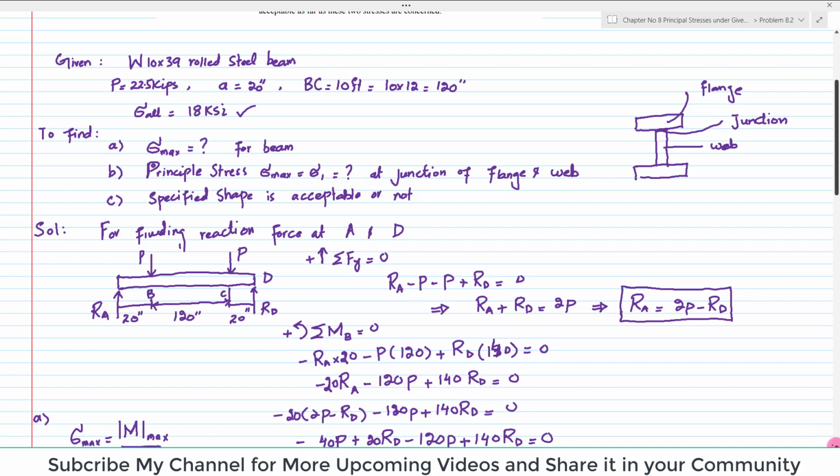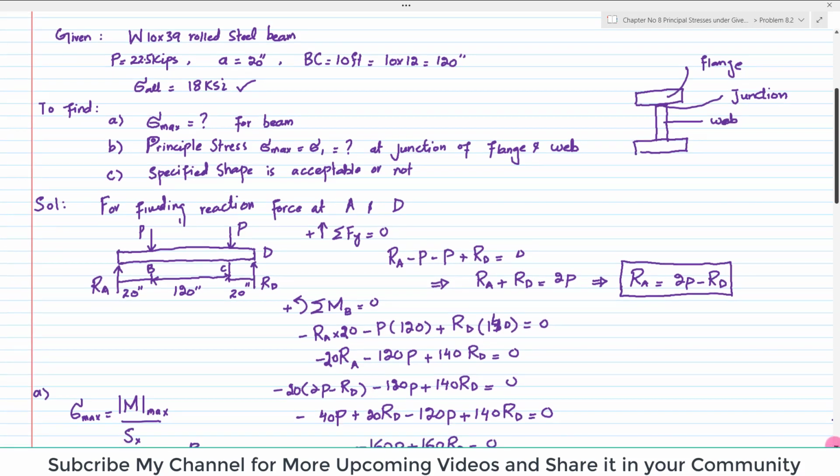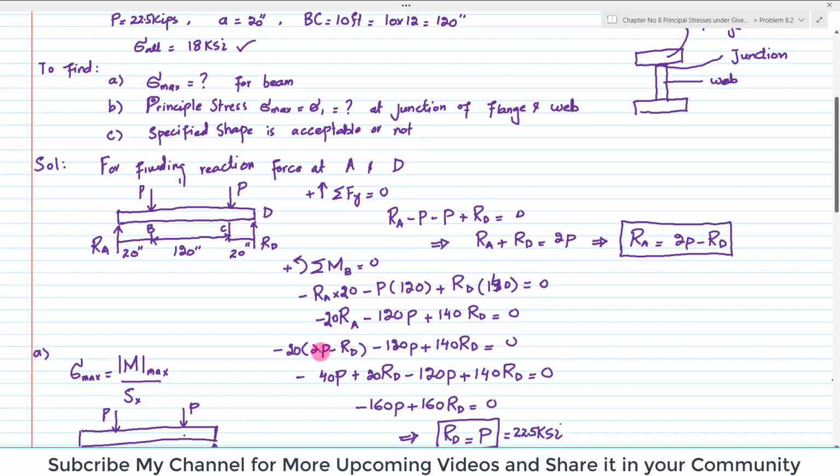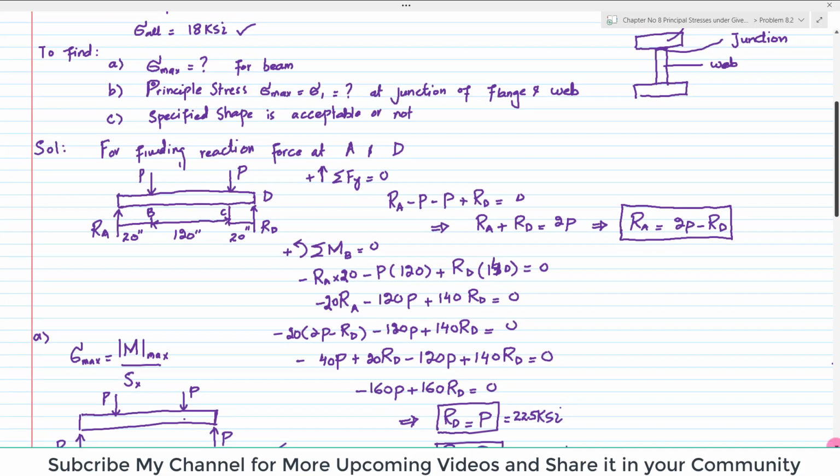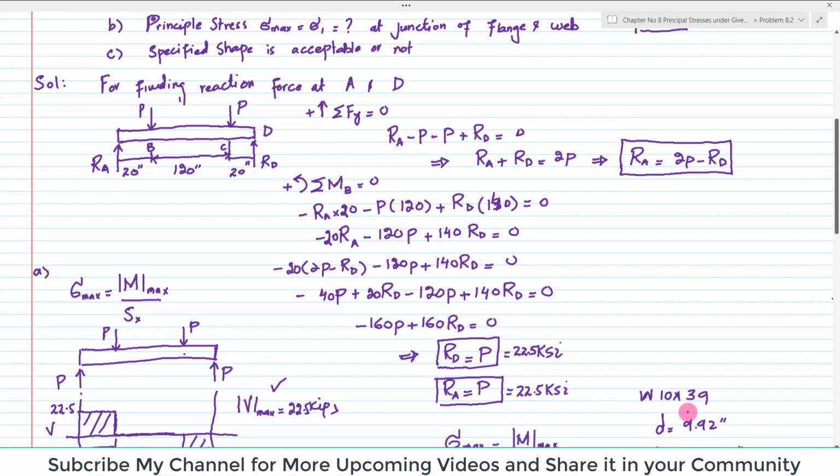Now you have to put the value of RA over here, and RA is equal to 2P minus RD. Clear? And you can calculate it. At the end you will get RD is equal to P, and you can put the value of RD over here, so you will get RA as well equal to P, and P is given as 22.5 kips. Now we have the reaction forces.